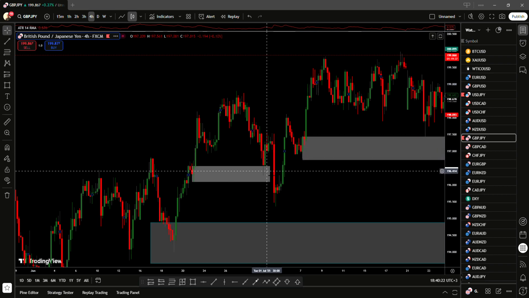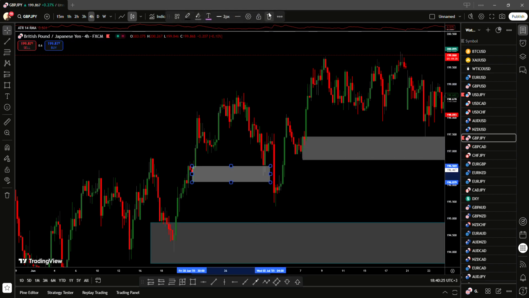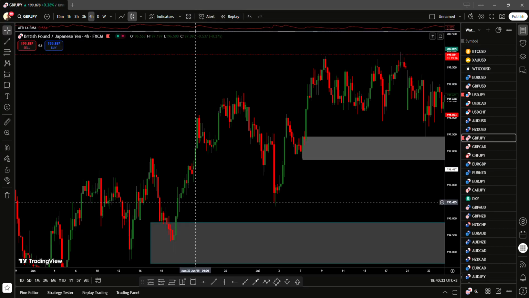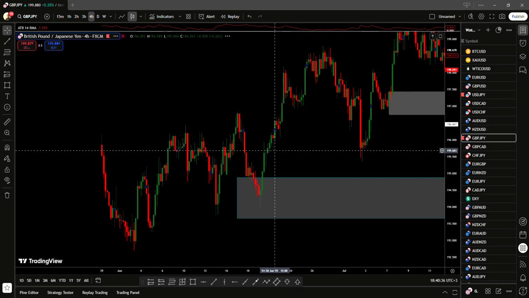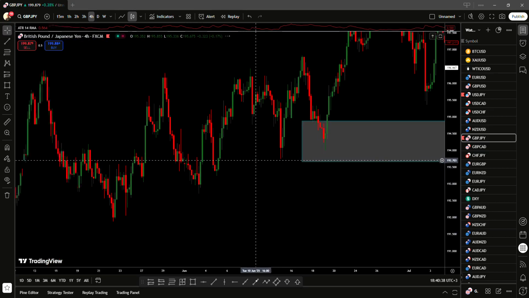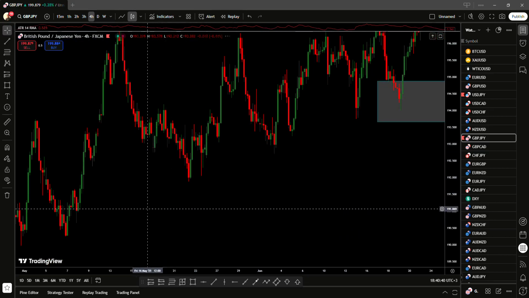Okay. But this was a good zone. This was a good zone. Broke structure here. This was a good zone, but it did not work out. So sometimes good zones will fail and bad zones will do what? Will work out. So let's proceed and look for another rally-based rally zone.